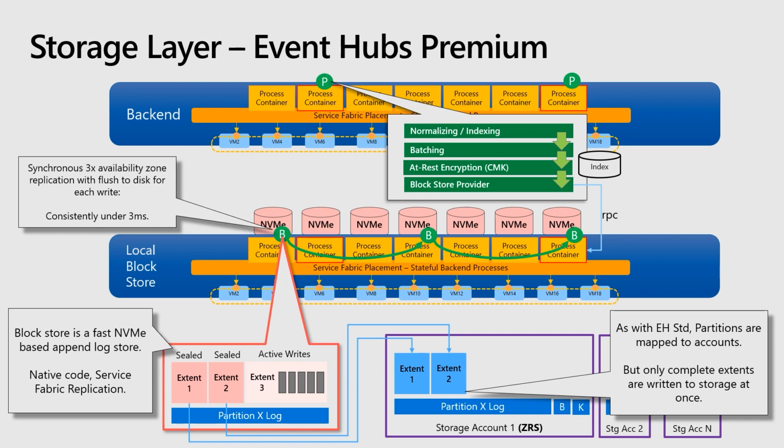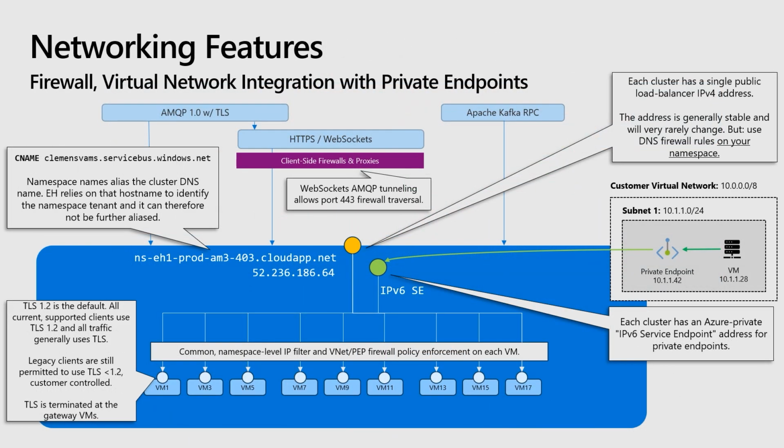So that was storage. Networking, we have a firewall feature. So we have, first of all, your namespace gets aliased to a cluster name that has an IP address. That is the IP address you can talk to. That is IPv4 today. We're getting IPv6 ready any day now. So it's going to come within the next quarter or so. There's going to be full IPv6 support also for public.